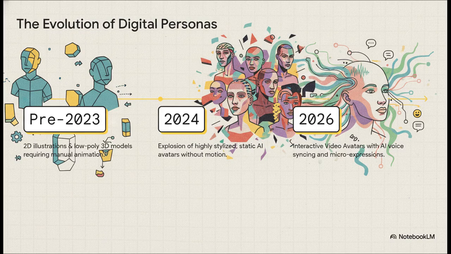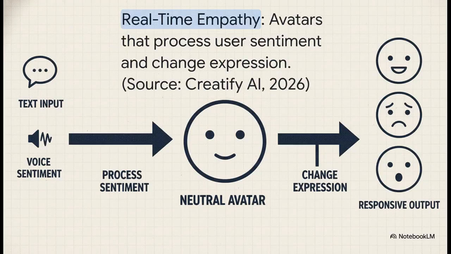I mean, the pace of change has been insane. A few years ago, it was all about simple 2D illustrations. Then 2024 hit, and we had this explosion of gorgeous but static AI images. And now, the new standard is a fully interactive video avatar that can talk and emote. And the next frontier sounds like something straight out of sci-fi: real-time empathy.